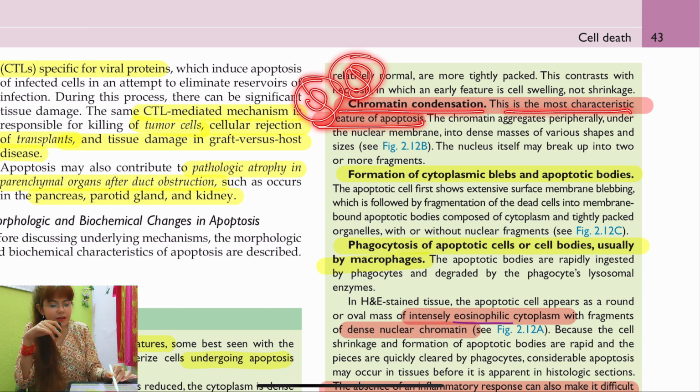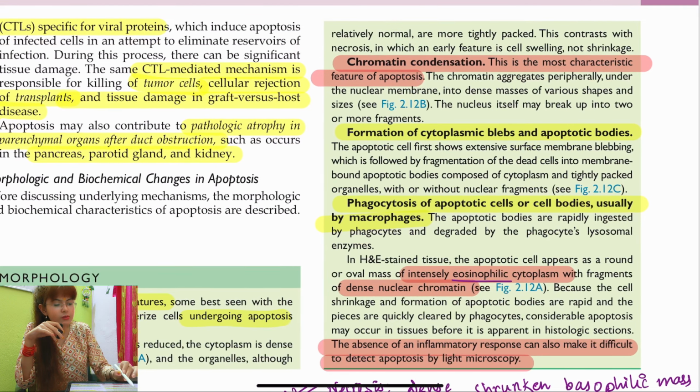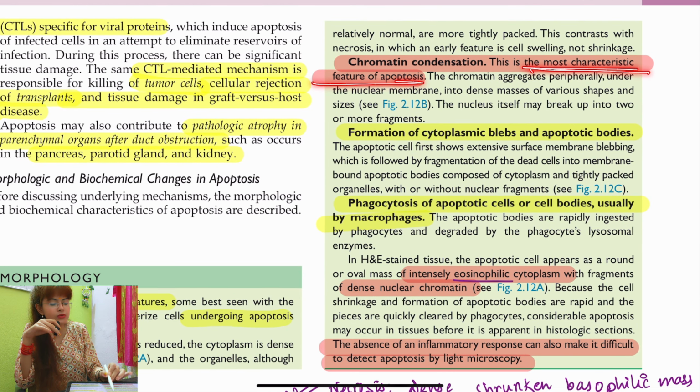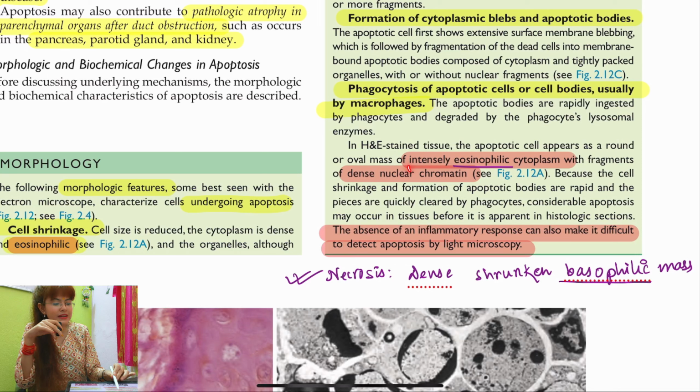A very, very important question. Which is the most characteristic feature of apoptosis? That is the chromatin condensation. Formation of cytoplasmic blebs and apoptotic bodies. Phagocytosis of these bodies, usually by macrophages. There is formation of an intensely eosinophilic cytoplasm with dense nuclear chromatin, and the absence of inflammatory response can make it difficult to detect it by light microscopy.